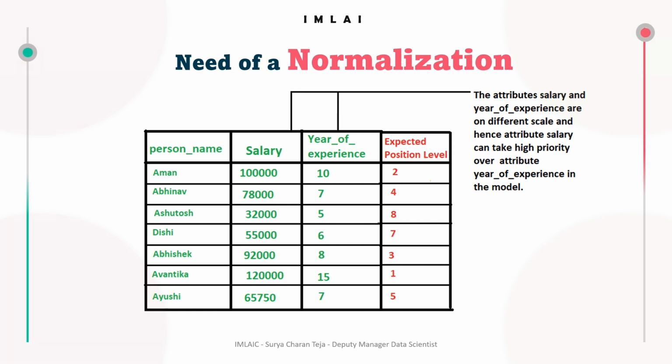To suppress this behavior, we need to do something. That something is nothing but normalization, where you can bring down the years of experience and the salary to the same scale. That could be either 0 to 1 or -1 to 1. That's it, it's normalization. For that, we can use decimal scaling, min-max normalization, Z-score normalization, or zero mean normalization.